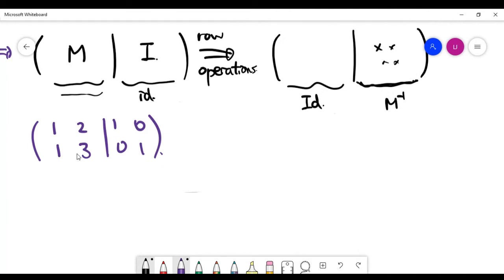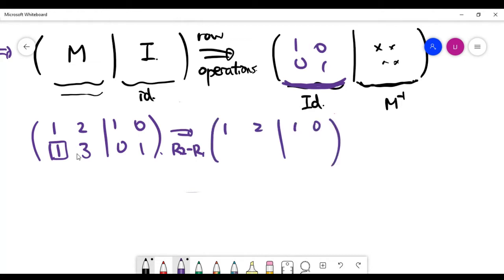So we start with something like that. And please recall that in the final stage, I would like to see the identity on the left-hand side. Let's do the typical steps for the row operations. Usually we focus on the bottom left corner first, and to make it 0, we can do row 2 minus row 1, right? So row 1 is unchanged, but row 2 is going to be updated. This number is going to be 0, and this one is 3 minus 2, which is 1.